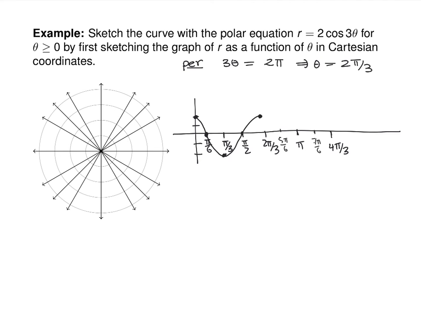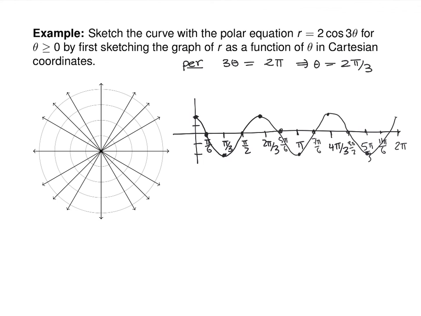At 2 pi thirds, we would have been at 2. At 5 pi sixths we're at 0. At pi we're at -2. At 7 pi sixths we're at 0. And at 4 pi thirds we're back up at 2. And finally, another 2 pi thirds gives us 6 pi thirds, or 2 pi. We get a complete cycle. Halfway between these will be 5 pi thirds, and we'll have 7 pi sixths, 8 pi sixths, 9 pi sixths, or 3 pi halves, 5 pi thirds, and 11 pi sixths.